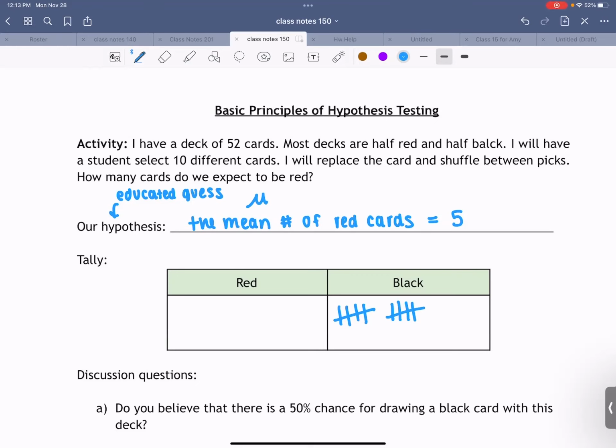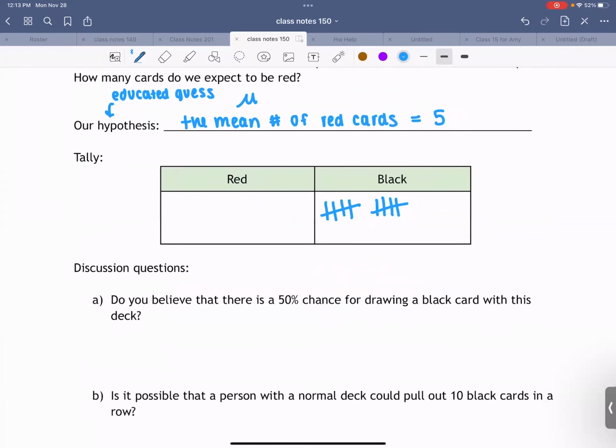Okay, so let's just think about what we did. We made a hypothesis. We talked about what we thought was going to happen. We said the mean number of red cards is going to be 5. Then we did a tally, and our evidence says that maybe the mean number of red cards isn't actually equal to 5 based on our information here, right? All right, let's answer some questions here.